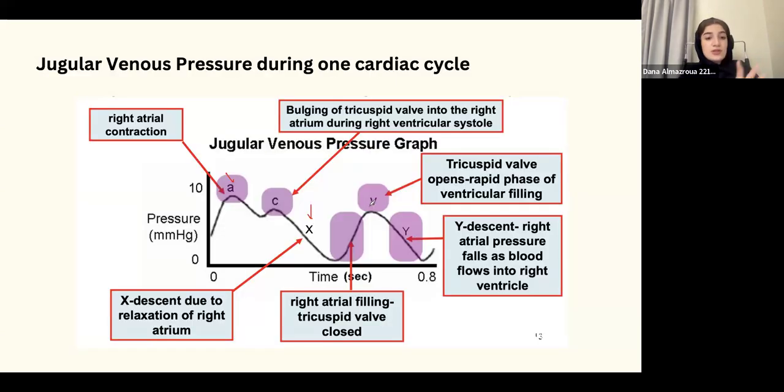Do you understand that part? And because we're talking about the venous system, it's usually referring to the right side of the heart because that's where the veins drain. Do you understand the venous pressure waves or the reason behind them? Yes? Okay, perfect.